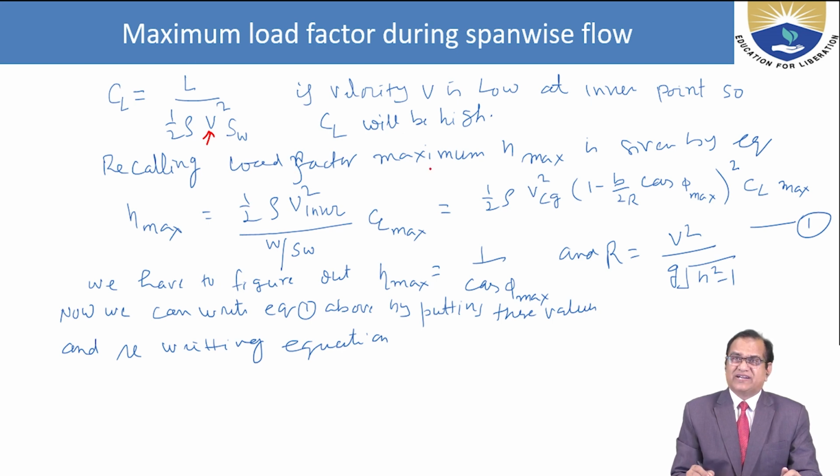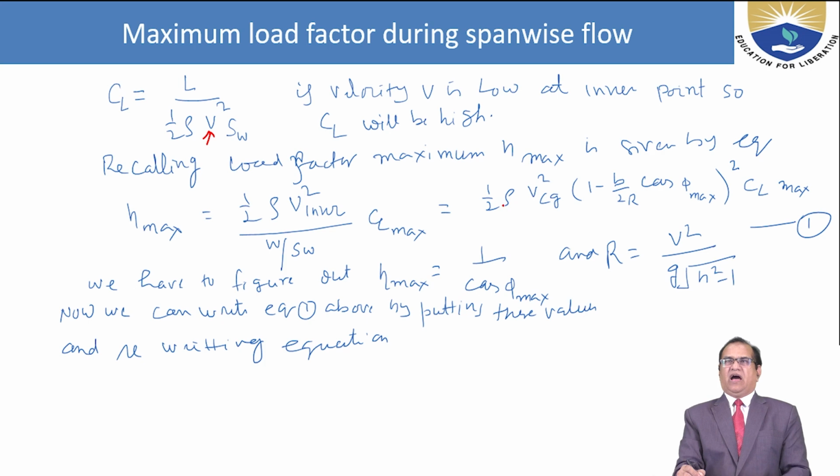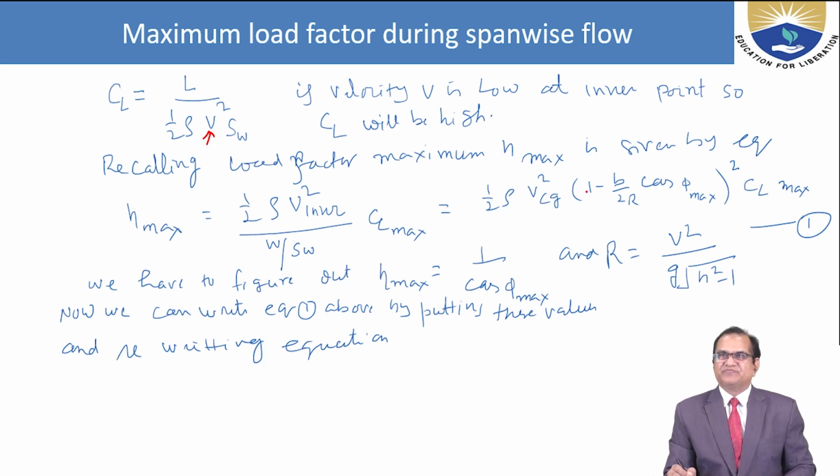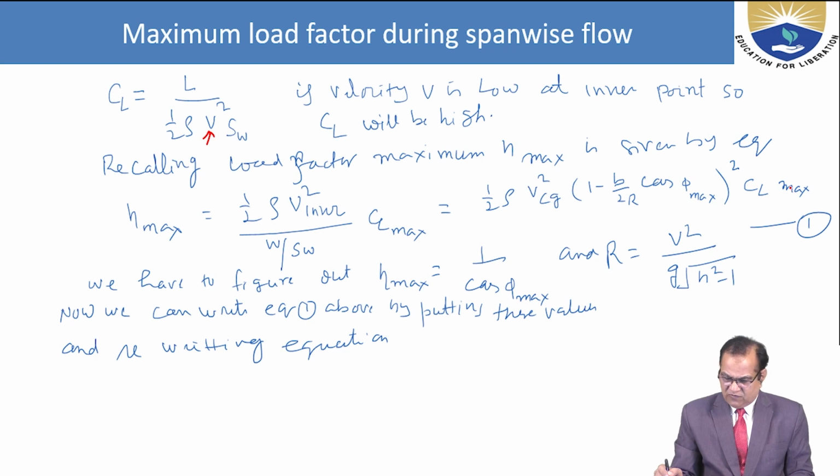Recalling load factor maximum, that is N maximum, is given by the equation N maximum is equal to half rho V square inner divided by W by SW times CL maximum. We can write it as half rho V square CG, 1 minus b by 2R cos phi maximum, into CL maximum. So here we can see that load factor maximum is equal to 1 by cos phi, and R is equal to V square by g under root N square minus 1.